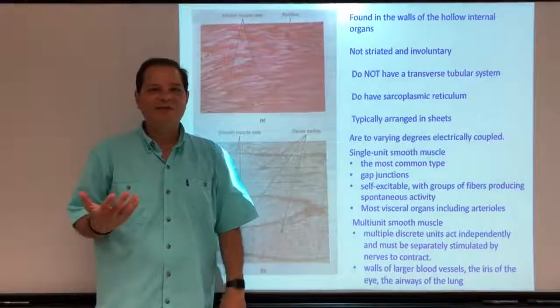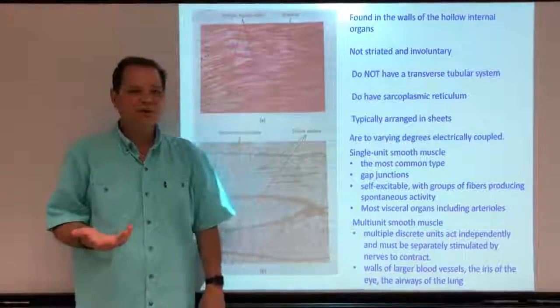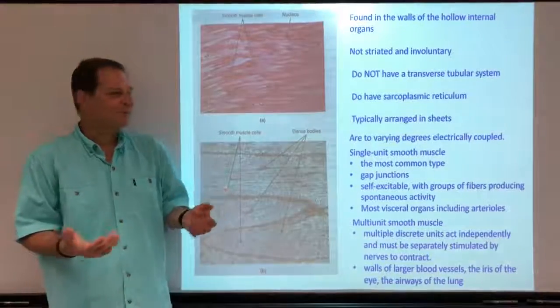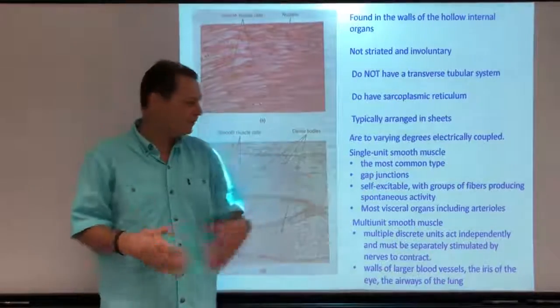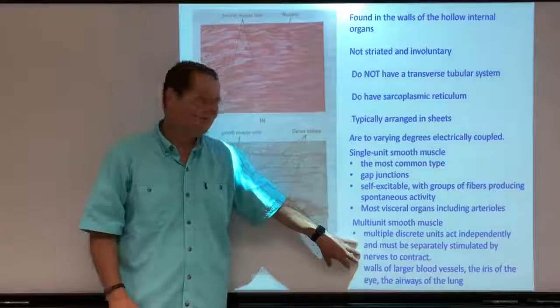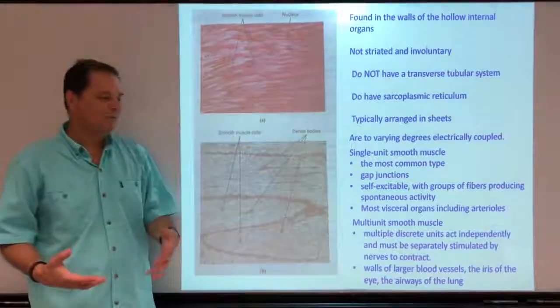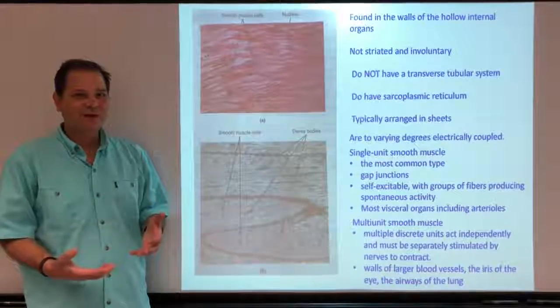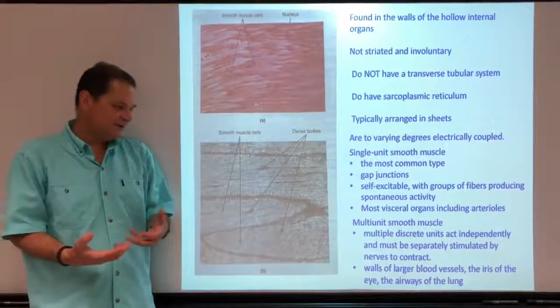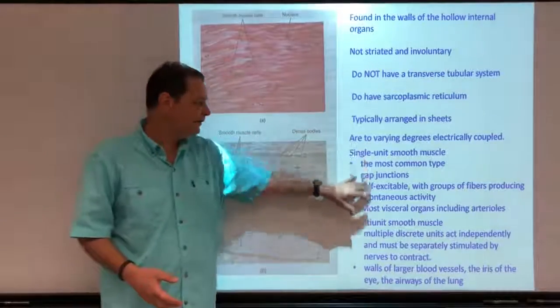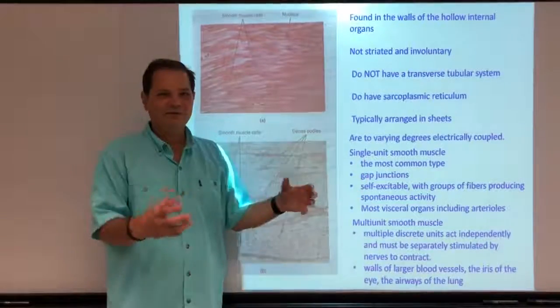I wouldn't want you to think that it is a black and white issue, where you can take all smooth muscle and say, well, that's single unit, or all smooth muscle and say, well, that's multi-unit. In fact, most smooth muscle is a mixture of these two, and you don't generally find pure single unit smooth muscle where all the cells are connected.